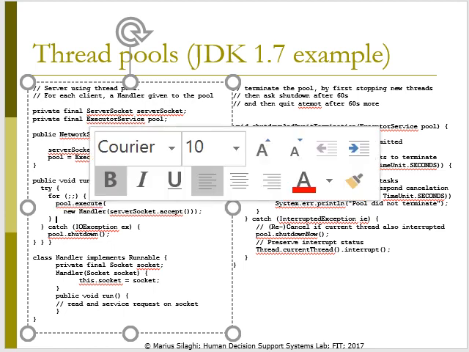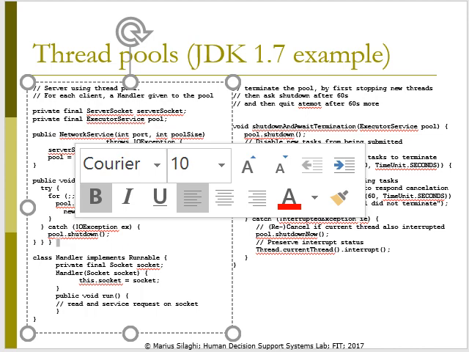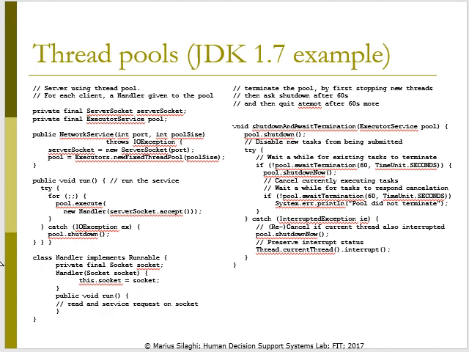At the end, whenever an exception occurs or for some other reasons the server is terminating, then pool shutdown is called to terminate the server.